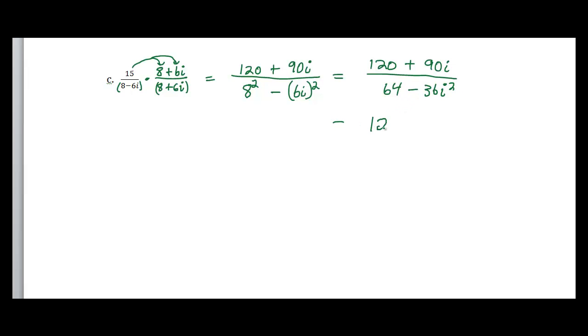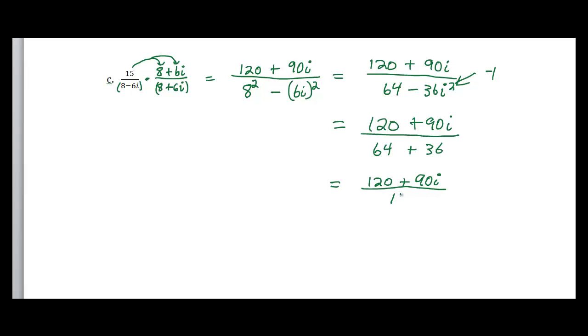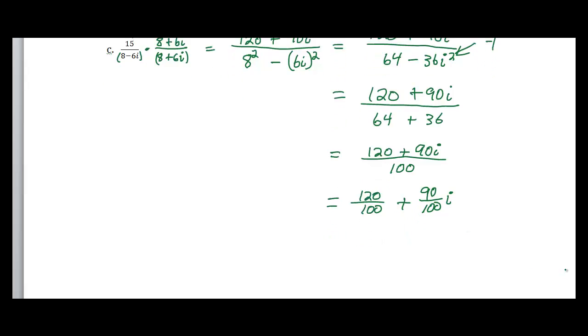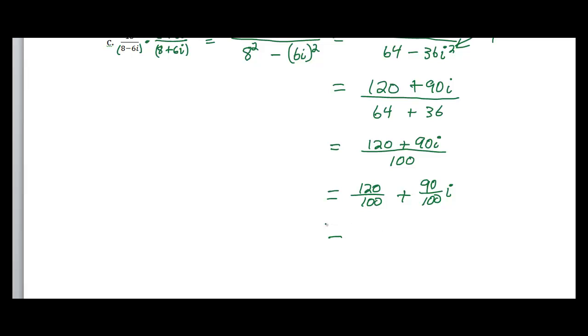Again, I'm going to simplify until I get it into a plus bi form. All right. This i squared here is a negative 1, and I have a negative 1 times a negative 36. That's a positive 36. And so we get 120 plus 90i all over 100. Of course, we want to simplify that. We have a 120 over 100 plus 90 over 100 times i. Leave these fractions in simplest form.